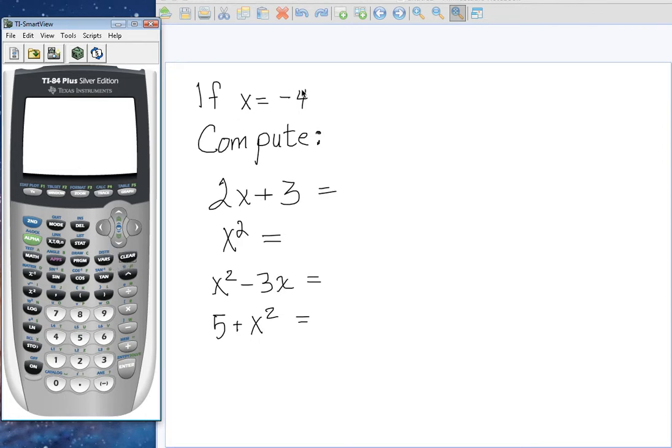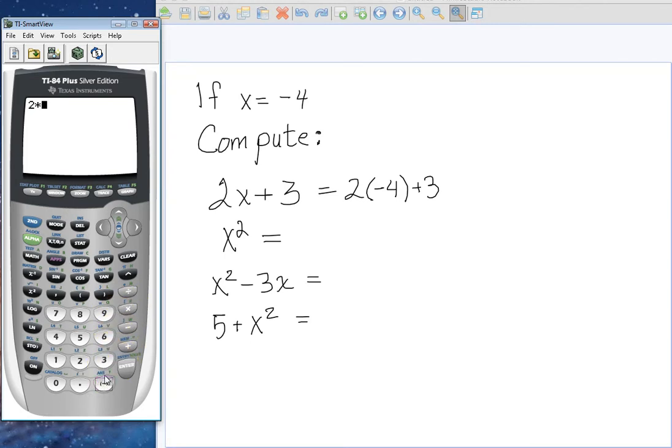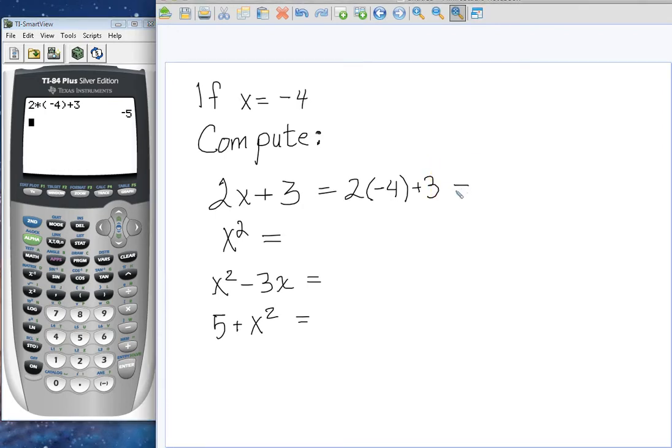So, let's use negative 4 in this expression. What you should enter into the calculator is 2 times negative 4 plus 3. And note the parentheses around the negative 4. 2 times parentheses negative 4 parentheses plus 3 equals negative 5, and that's correct. 2 times negative 4 is negative 8, plus 3 is negative 5.